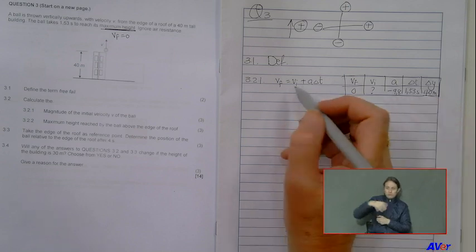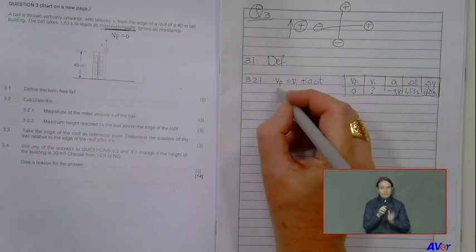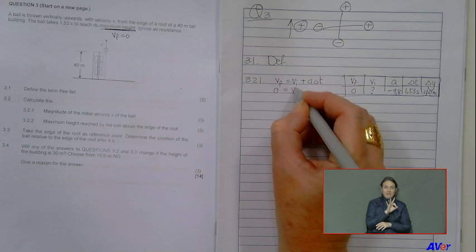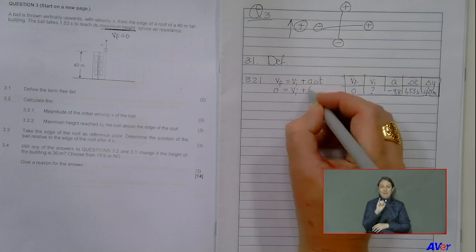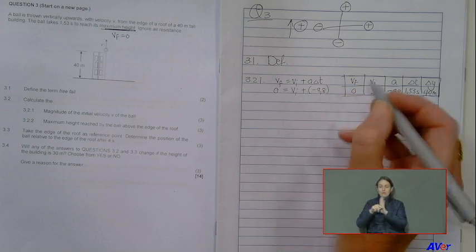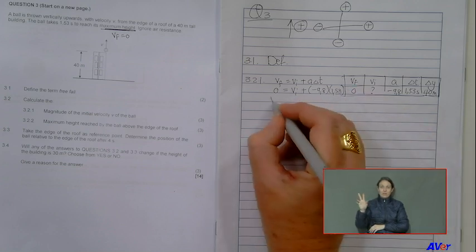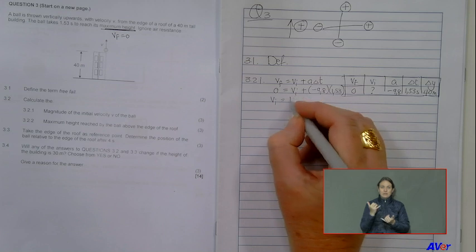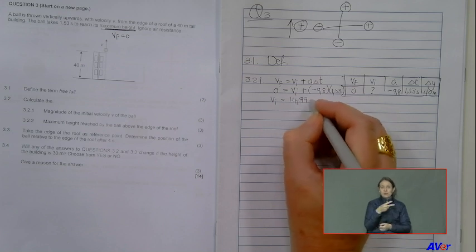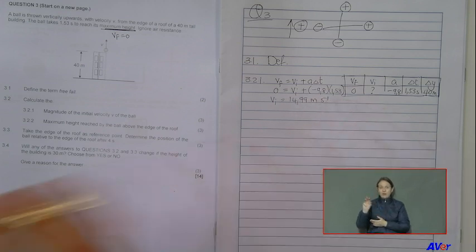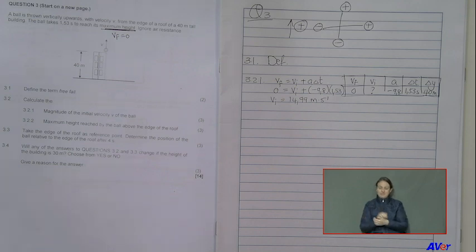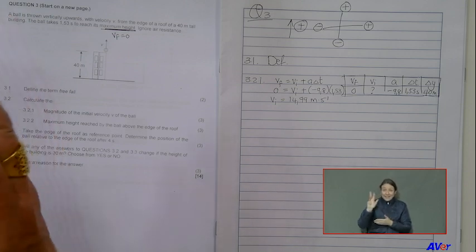Okay, so in this case, I'm going to use this formula. My VF is 0. I want to calculate VI. A is negative 9.8 and delta T is 1.53. And then I get my VI 14.99 meters per second. And please, boys and girls, don't round it to 15. There's a difference between 14.99 and 15.